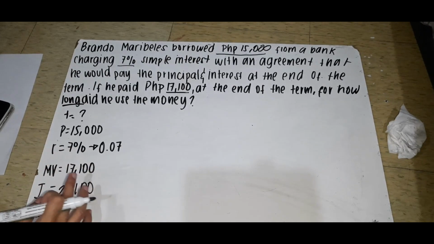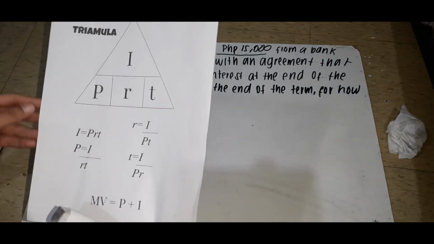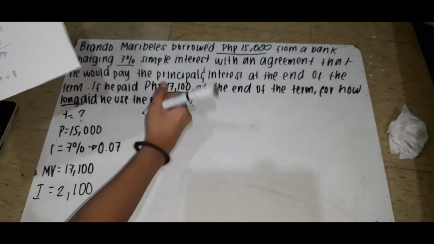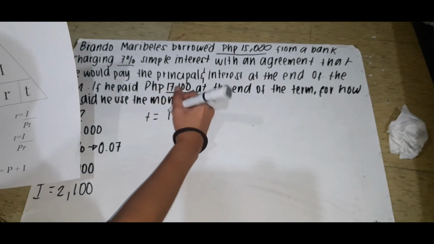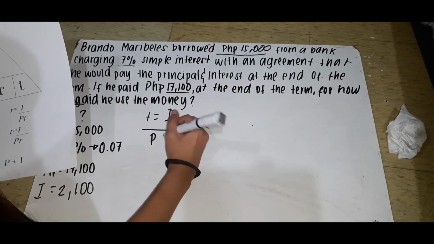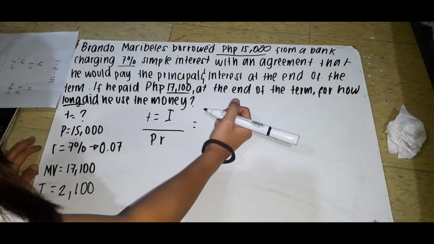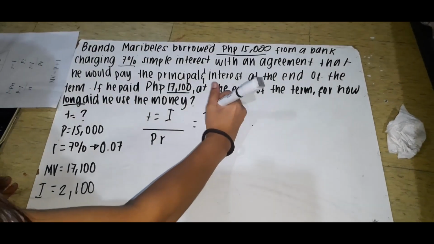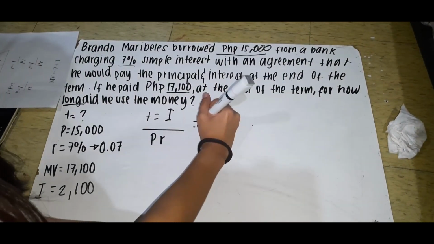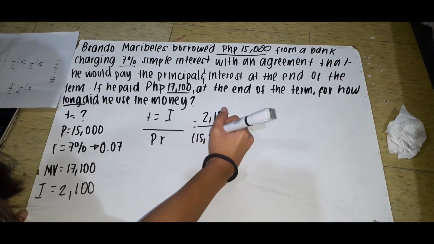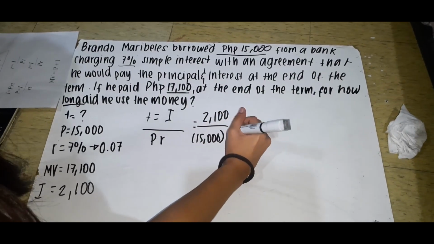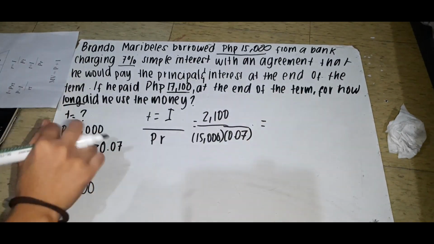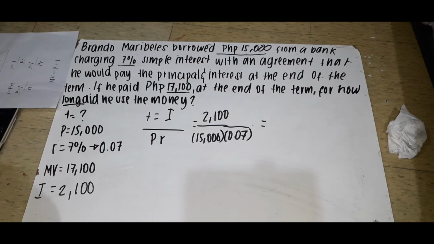Now, we can use the trianglula again since we already identified all the given. Since we're looking for the time, we're going to use the formula: time is equal to interest over principal times rate. So next, of course, is to substitute all the given. So 2,100 over 15,000 times 0.07. Now let's put that in the calculator to get the final answer.